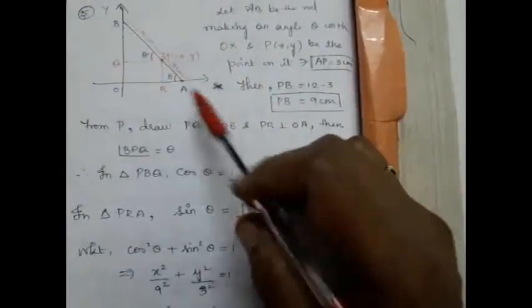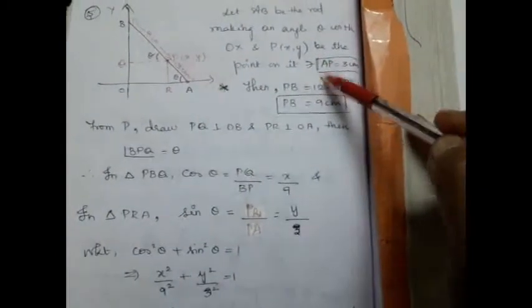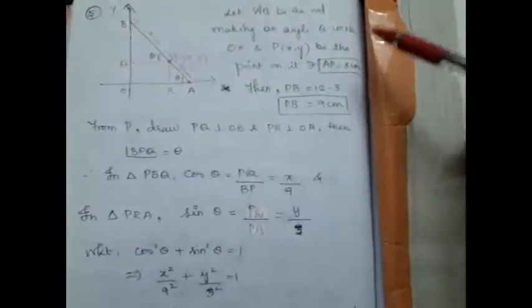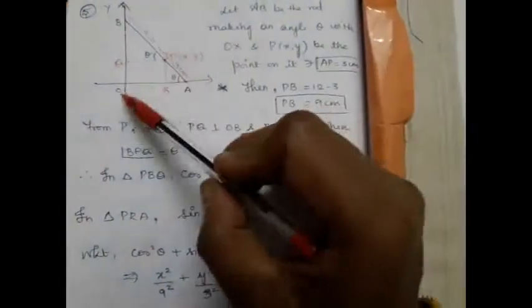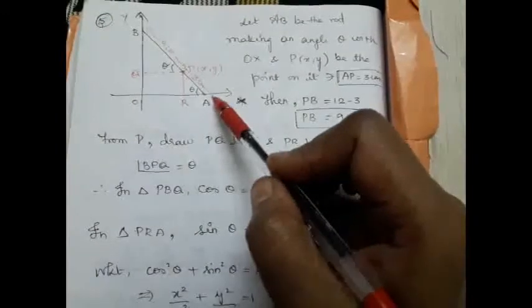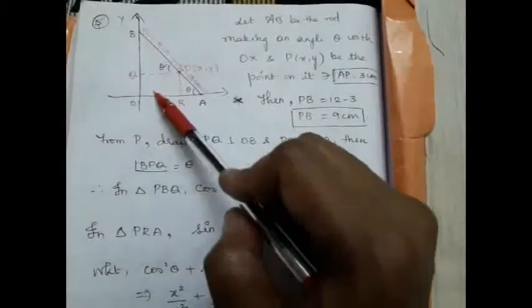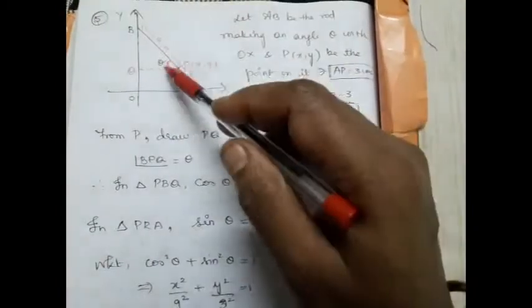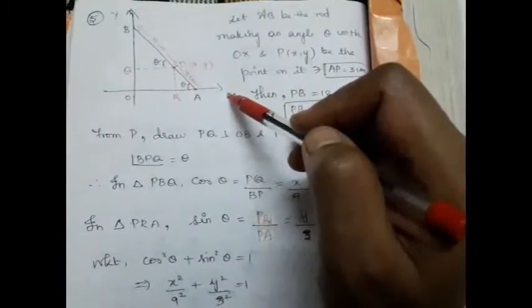Then clearly AP is 3 centimeter, which is given in the question. Therefore, what will be PB? 9 centimeter, because the total length is 12. Now we have dropped a perpendicular from P to BO as well as to AO. So PQ is perpendicular to BO and PR is perpendicular to AO. Then clearly, if this angle is theta, this is also theta, because these two lines will become parallel, right?